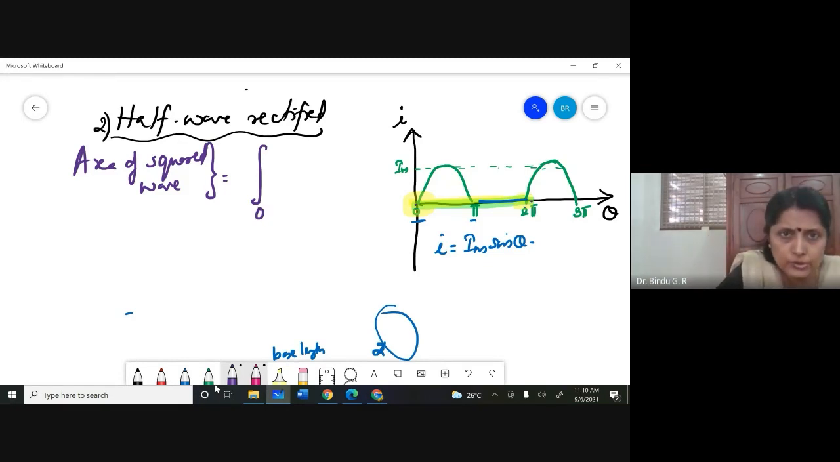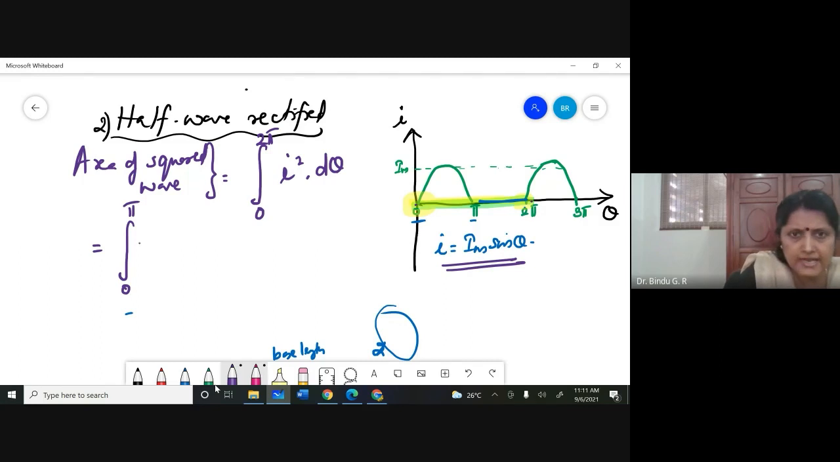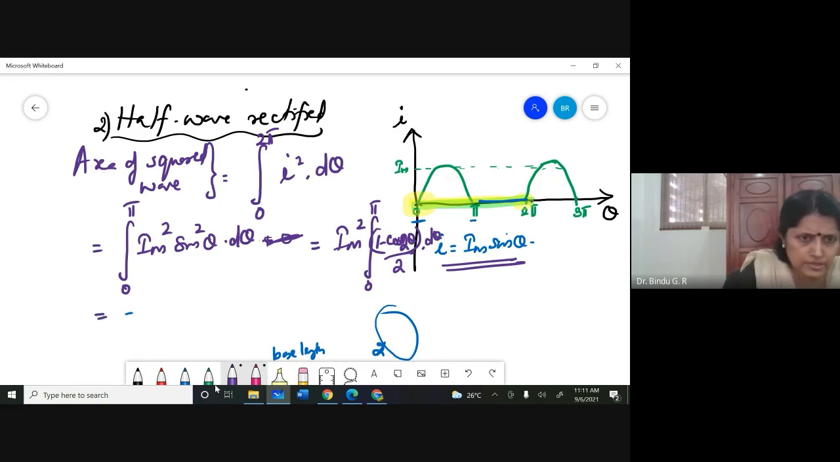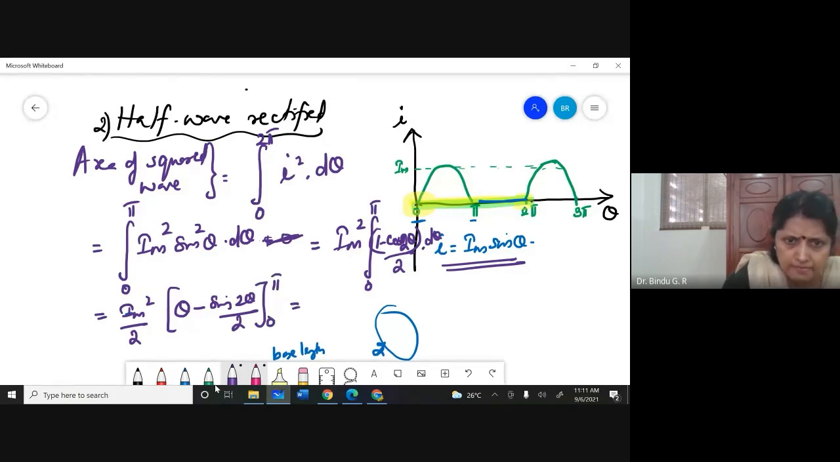So integral 0 to 2 pi I squared d theta will be equal to integral 0 to pi only. This equation I have to write: Im squared sine squared theta d theta, plus 0 from pi to 2 pi, so I needn't consider this. This is equal to Im squared integral 0 to pi sine squared theta, which I can always write as 1 minus cos 2 theta by 2 d theta. That becomes Im squared by 2 into theta minus sin 2 theta by 2 between the limits 0 to pi, which I finally get as Im squared by 2 into pi.